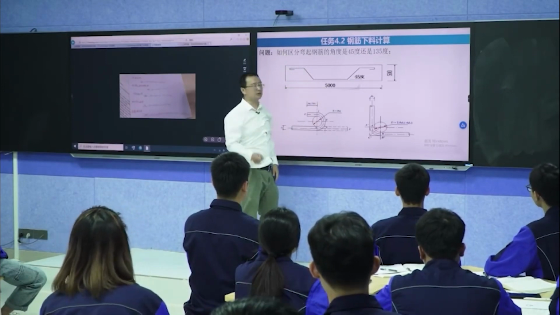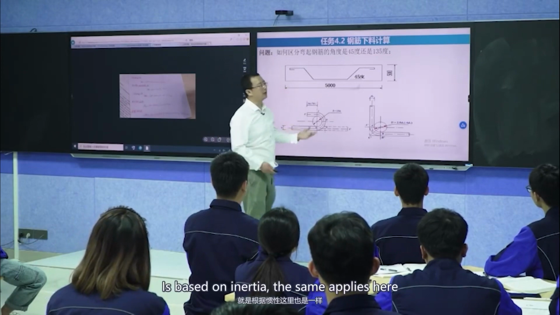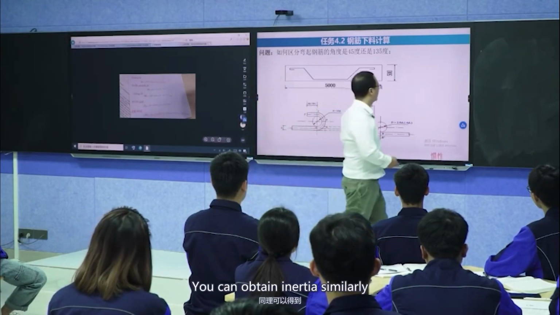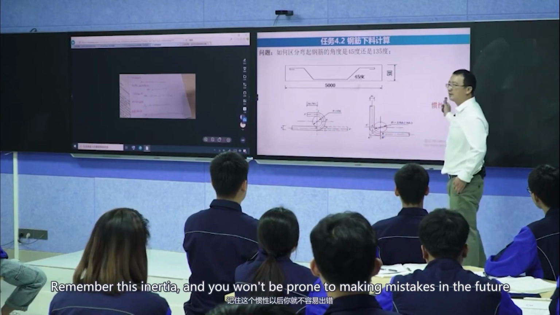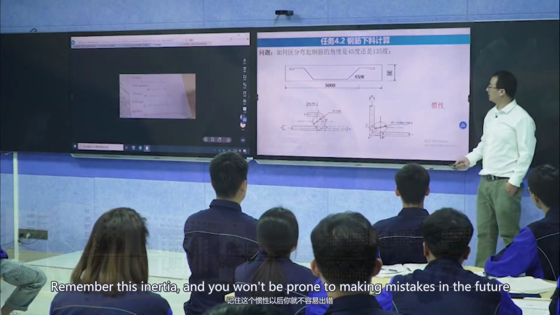So, how do you bend upward? 45 degrees is based on inertia. The same applies here. You can obtain inertia similarly. Attention, remember this inertia and you won't be prone to making mistakes in the future.